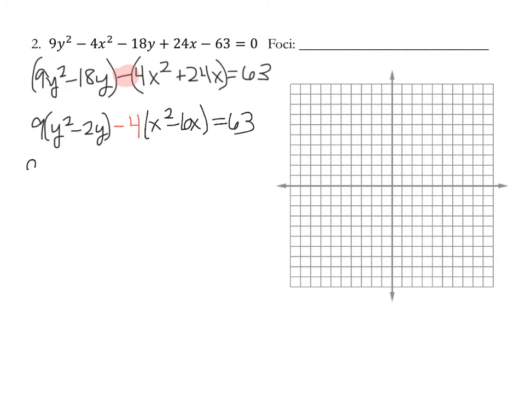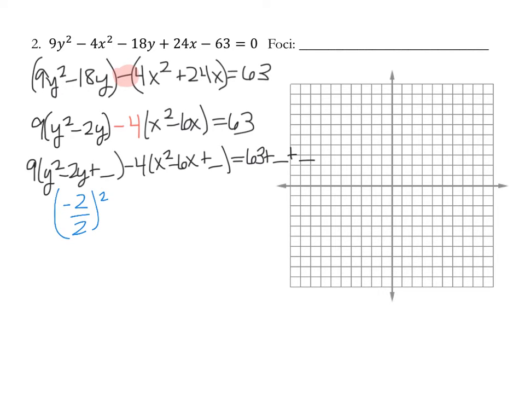And I forgot to put my plus blanks in, so I'm going to do that in this step now. So it's going to be 9 times y squared minus 2y plus blank, minus 4 times x squared minus 6x plus blank, equal to 63 plus blank plus blank. And then we're just completing the square. In the first group, it's going to be -2 divided by 2 squared, which is -1 squared, which is just 1. But then it's really going to be 9 on the other side, because that 1 gets multiplied by the 9 that was outside the parentheses.